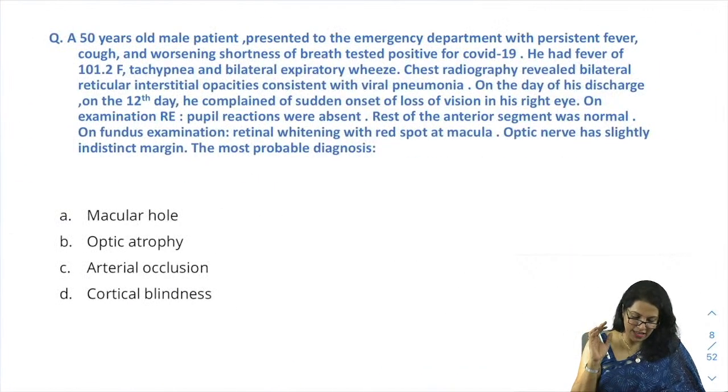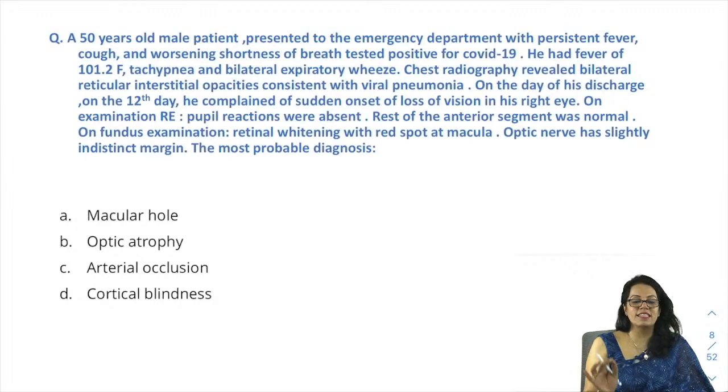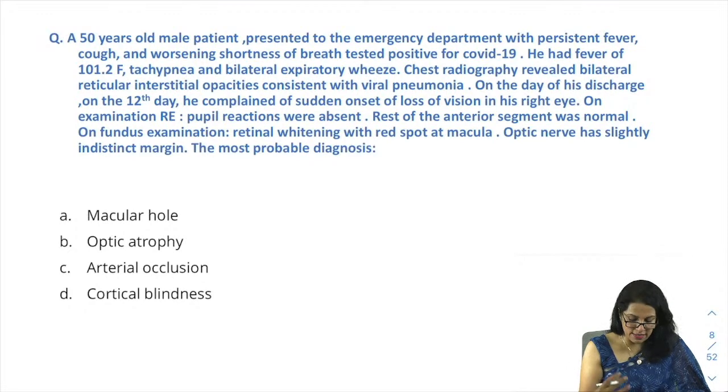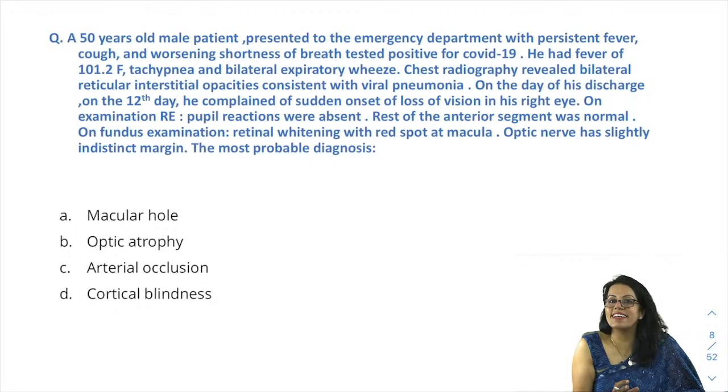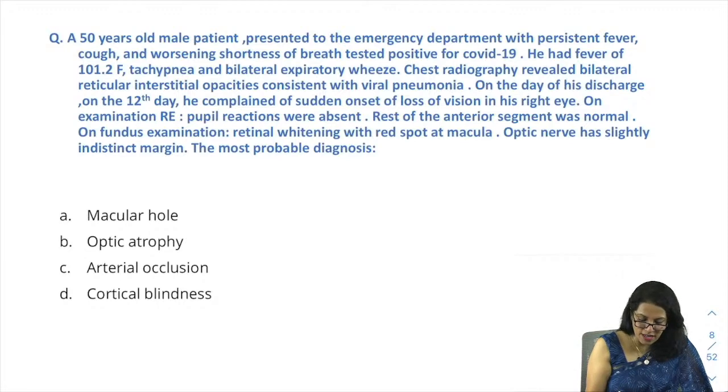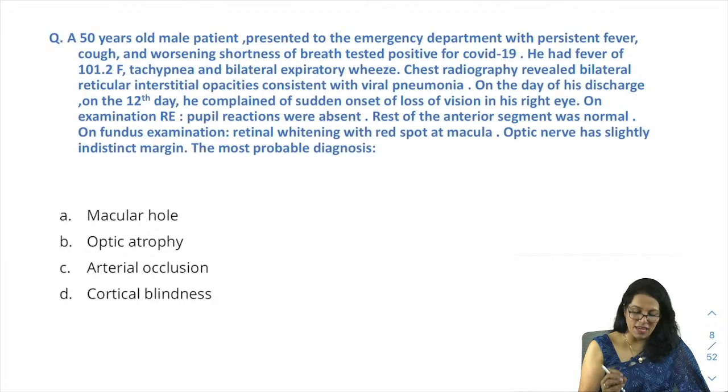Okay, next let's read on. Now I want all your concentration again. Please challenge yourself to answer these questions. Again, this is the next pattern. This is how they will give you the question. Please don't get intimidated by a paragraph-style question. What we need to know is what the useful information written is, the main point we have to look at. We will first read the question together. A 50-year-old male patient presented to the emergency department with persistent fever, cough and worsening shortness of breath, and tested positive for COVID-19.